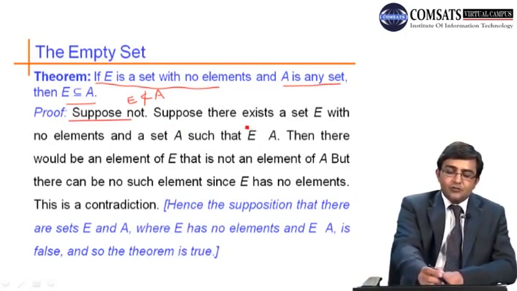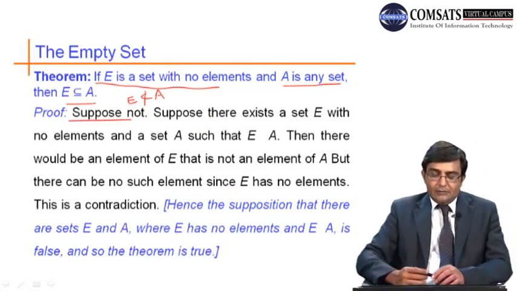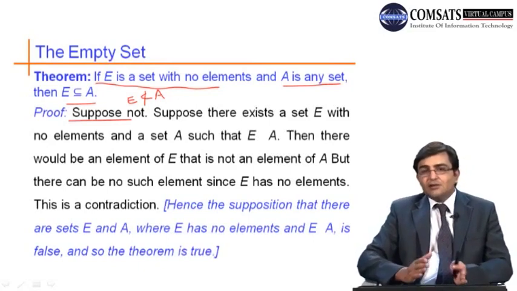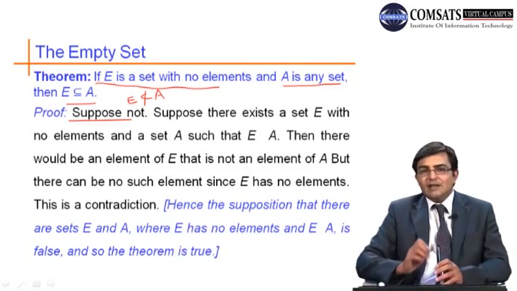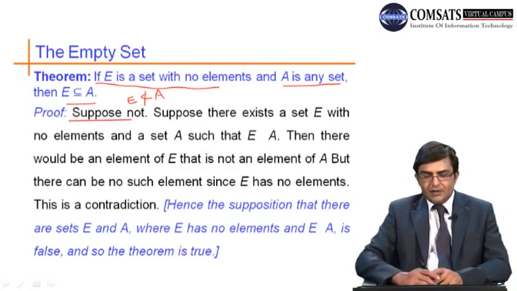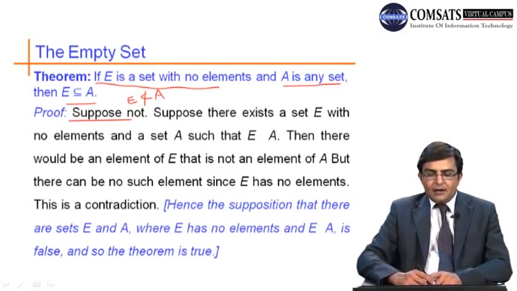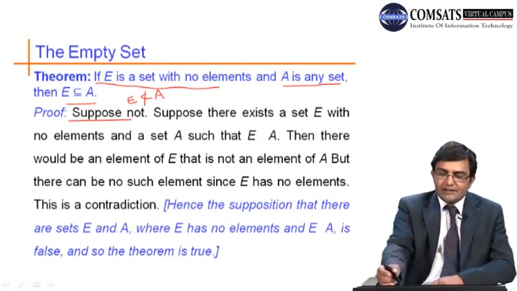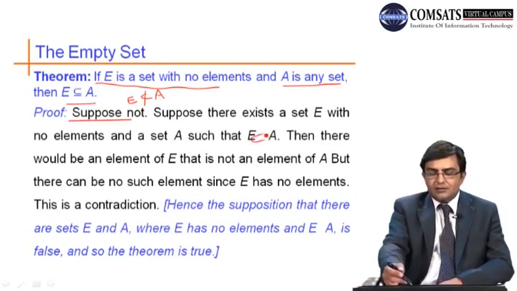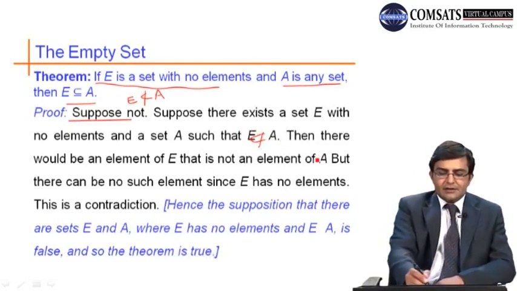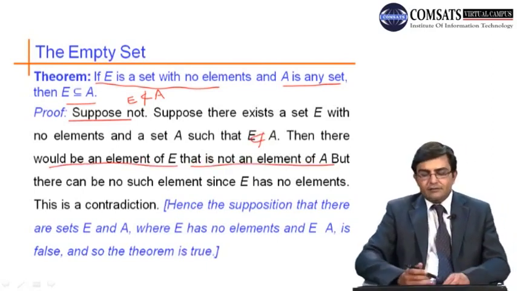Suppose that E is not a subset of A. Then by the definition, as we have observed in the previous lecture, if E is not a subset of A, then there exists at least one element in E which doesn't belong to A. So that's why E is not a subset of A. Suppose there exists a set E with no elements and a set A such that E is not a subset of A, then there would be an element of E that is not an element of A.